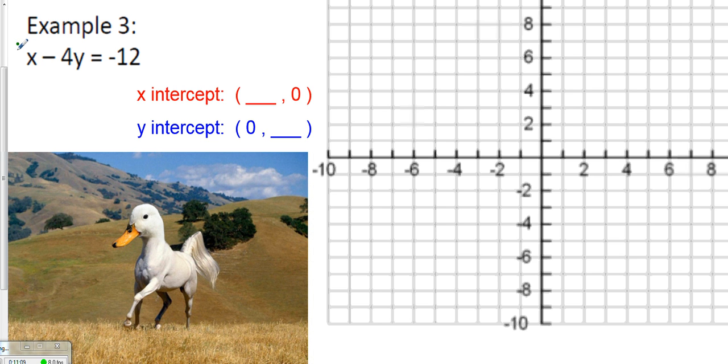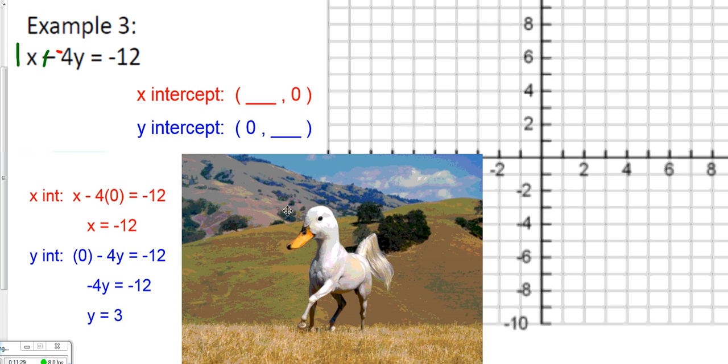If it helps, think of it as a 1 out front here. So a is 1, b is -4. I'm going to show you that it's adding -4. Do that in red. So even though it said minus, we can call it adding -4 equals -12. Okay, to find our x and y intercepts, we just plug in 0 each time.